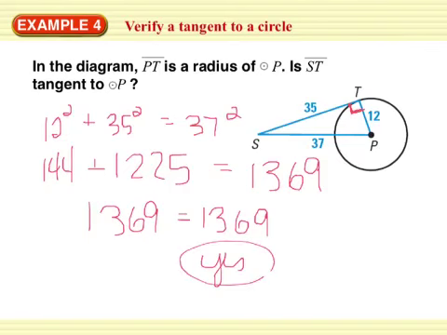Yes, it is. We know it is because it forms a right triangle. We know it forms a right triangle because a squared plus b squared actually equals c squared. So ST is tangent to circle P because it is perpendicular to the radius, PT.